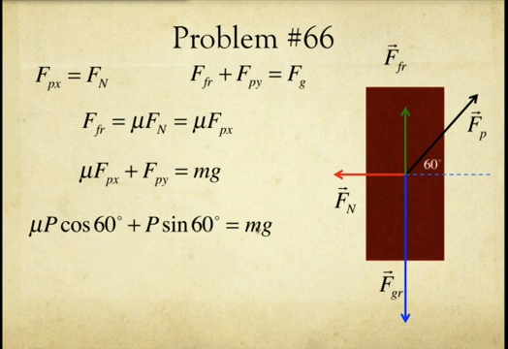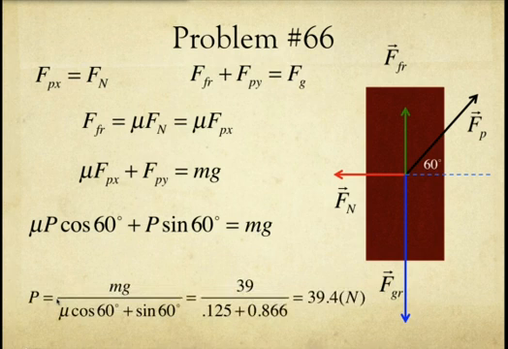So therefore, in order to find the P, I'm just dividing mg by mu cosine of 60 plus sine of 60. Cosine of 60, if you remember, is half, and mu is 0.25. So half of 0.25 is 0.125. Sine of 60 is 0.866. 39, I'm too lazy to carry a 0, but that should be 3 sig figs, 39.0. And then all of that together equals 39.4.